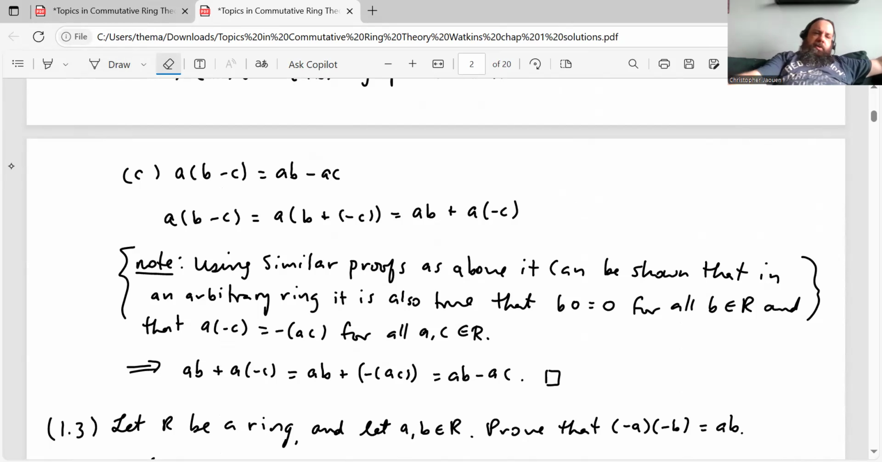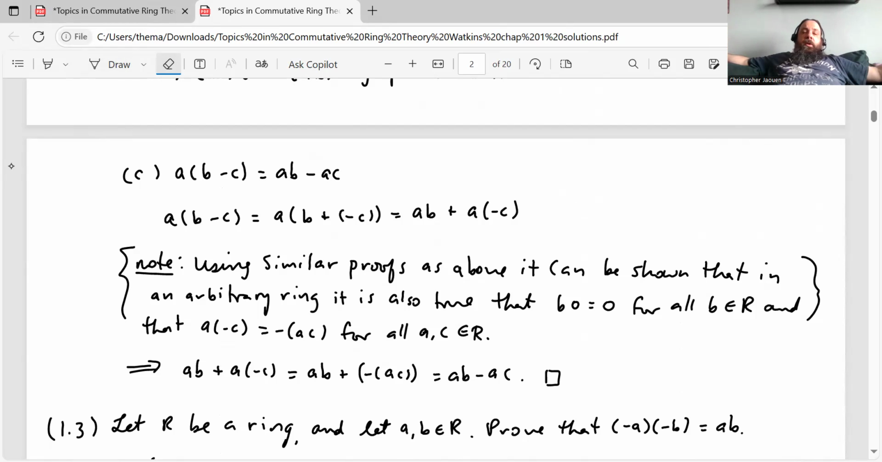Right. Then just a note here, using similar proofs as above, it can be shown that in an arbitrary ring, it's also true that B times 0 equals 0 for all B in R, and also that A times minus C equals A times the additive inverse of C equals the additive inverse of AC for all A, C in R. I didn't prove that, but you can do it. It's virtually an identical proof to the ones that we already did.